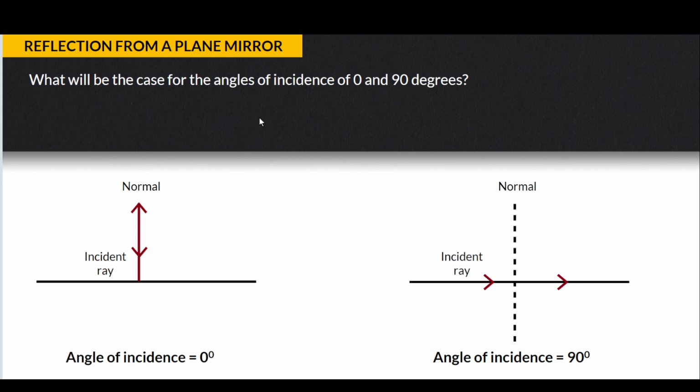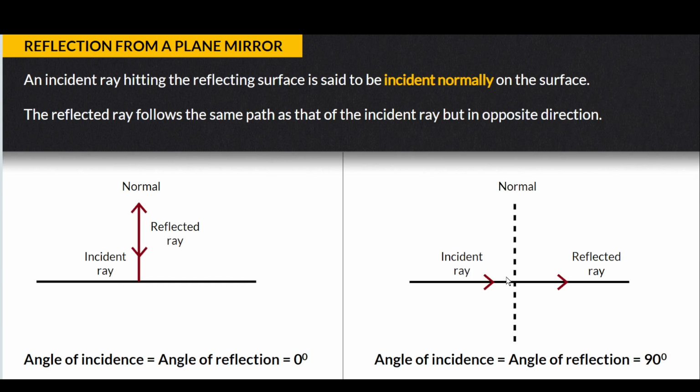Now, what will be the case of angle of incidence 0 and 90? You can see here, when the ray is directly coming from the normal, it will reflect back to the same point. Why? Because if this angle of incidence is 90 degrees, the angle of reflection is going to be 90. If the angle of incidence is 90, the angle of reflection is 90. Here it is coming on the same line, so the angle is 0.